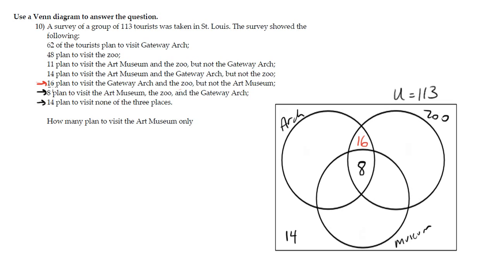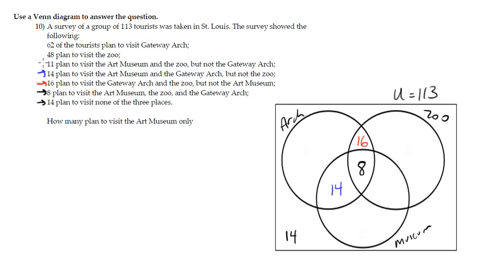Now, normally this prompt would say 16 people plan to visit the Gateway Arch and the zoo, and this is where the 16 people would be. But here we're given the constraint, but not the art museum. So now we're just talking about this region. Okay, 14 plan to visit the art museum and the Gateway Arch, but not the zoo. So that's here. That's my 14 people right there.